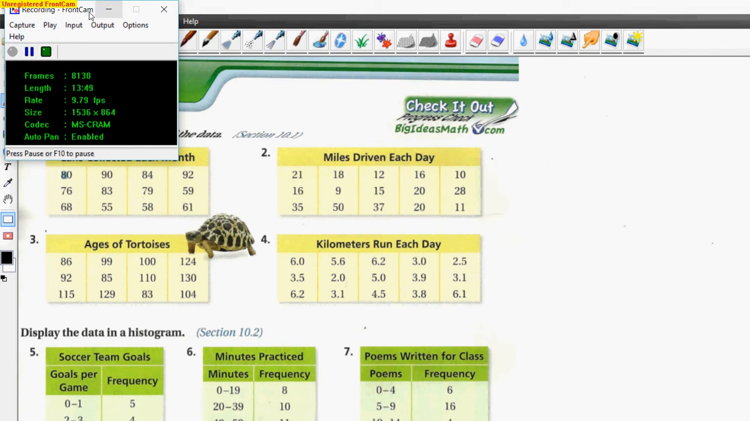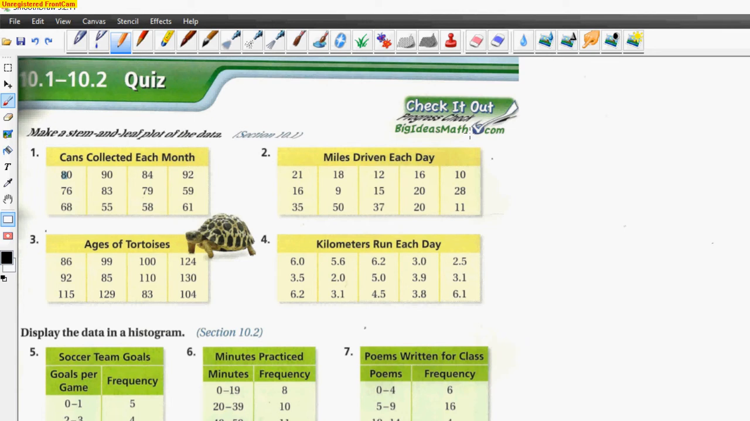Okay, let's get to number 4 and see exactly where we're at. Number 4 is very similar to number 3, and we're going to get some things going as far as number 4 is concerned. Let's take a look at this right here. It says kilometers run each day. Somebody's running kilometers each day. So let's find out what we got as far as the kilometers are concerned.